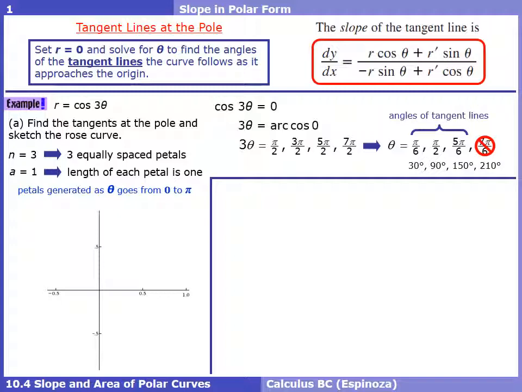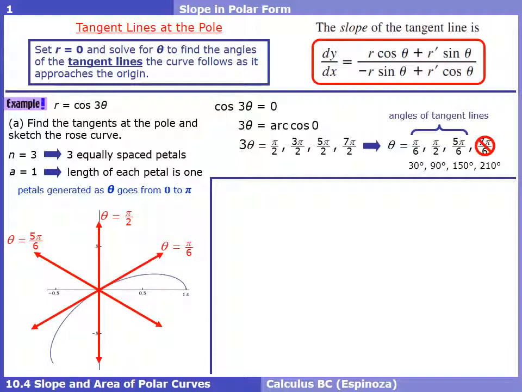So those 3 angles are the angles of the tangent lines at the pole. So I'm going to go ahead and draw those tangent lines in then. Theta being pi over 6 would be about there. Theta being pi over 2 is of course our y-axis, and theta being 5 pi over 6 would be right there. So to graph this rose curve, we know the first petal is centered on our positive x-axis.